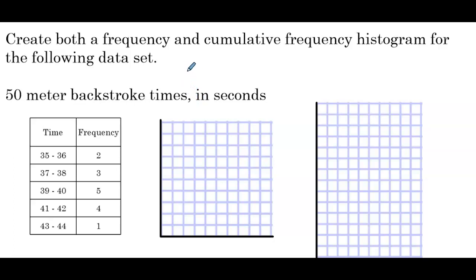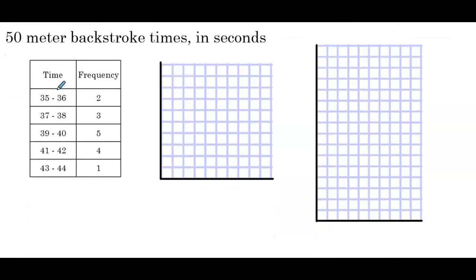Create both a frequency and cumulative frequency histogram for the following data set, which is the 50-meter backstroke times in seconds. So we have a table here, and we're creating both a frequency and cumulative frequency histogram to compare side by side. Okay, so there are 5 time intervals, 10 boxes. So we'll go by 2, so we have nice sized bars in our representation.